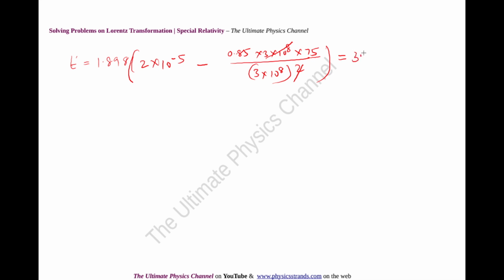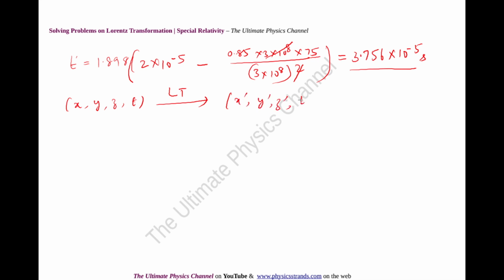if I do the calculations, please do check out these things. So it is 3.756 into 10 power minus 5 seconds. This is the time coordinate. So now we have got the set of coordinates in the S prime frame of reference by doing the Lorentz transformation. So we got x prime, y prime, z prime, and t prime. This is the first step, so we have done that now.